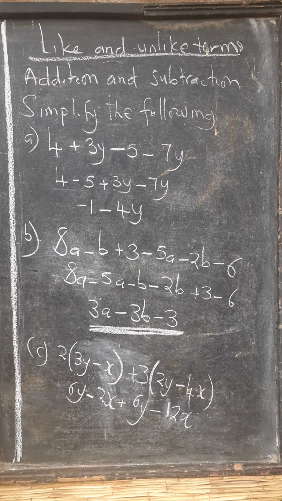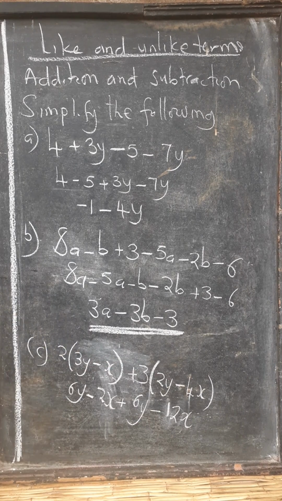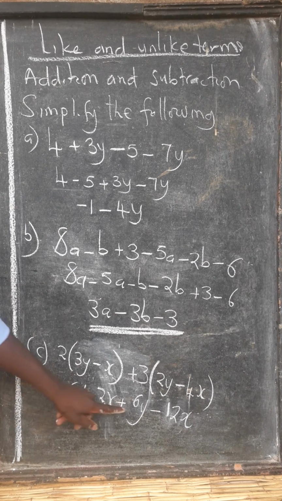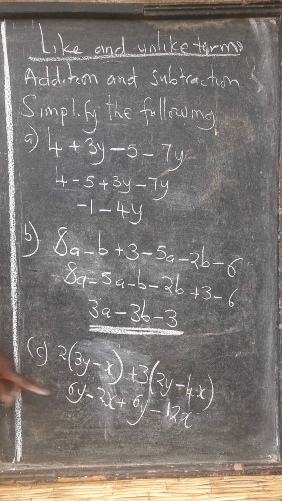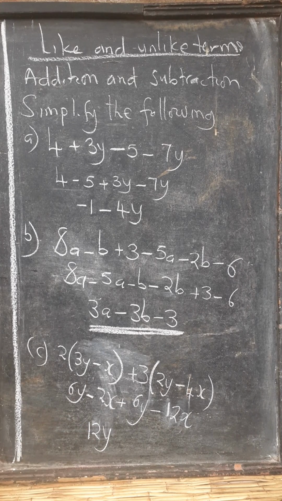We really don't have issues, especially if this is a positive here. It's only when we have this as a minus that's when it begins to influence the sign here. So when we get to this point, it's a question of now just collecting the like terms together, then you simplify them. So I can just say 6y plus 6y. What are we going to have? We are going to have 12y here.